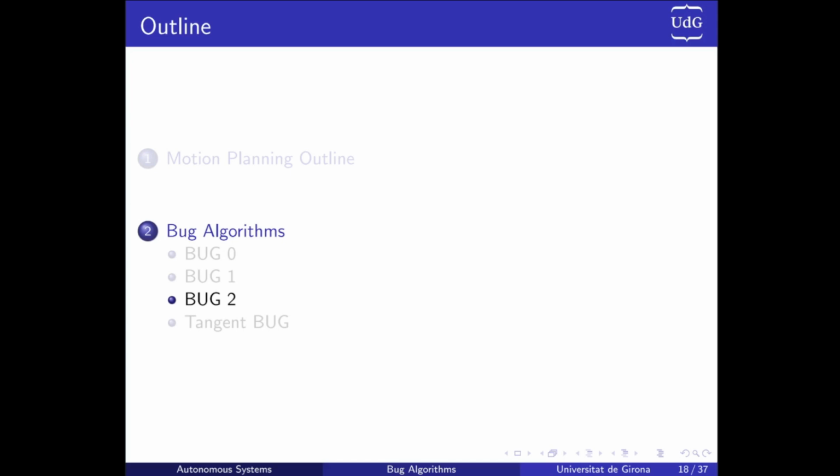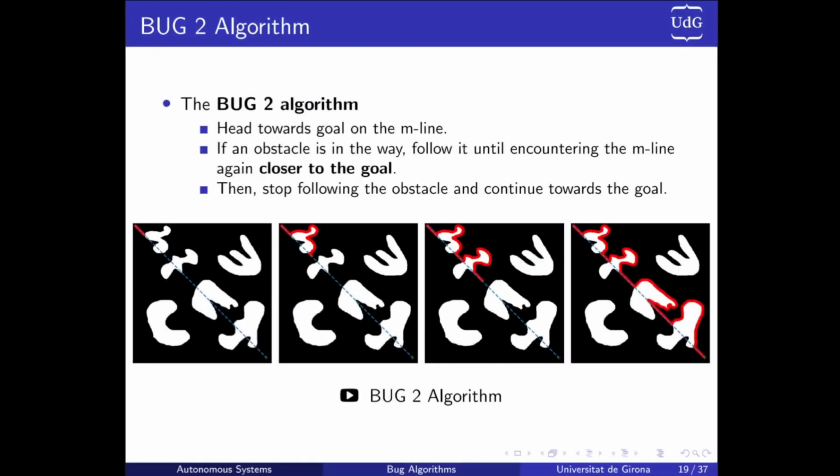And then there is Bug 2. Bug 2 tries to keep a little bit the good of one and the other, no? Bug 0 used to be faster most of the time, although not optimal. But Bug 1 was complete. And let's see how Bug 2 tries to keep this completeness, but making it a little bit faster.